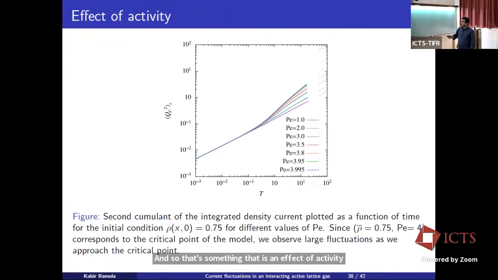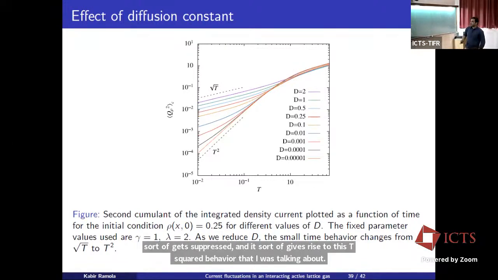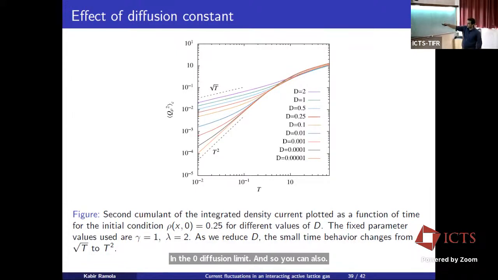Finally, I'd like to show you the effect of the diffusion constant. You can now decrease the diffusion constant of the system, that is, disallow interchanges between particles. You of course see a large time square root T behavior emerging, but because we had 3 different regimes, the short time square root T behavior gets suppressed and gives rise to the T squared behavior that I was talking about in the 0 diffusion limit. So you can also study this, and we can match these very short times with simulations as well.